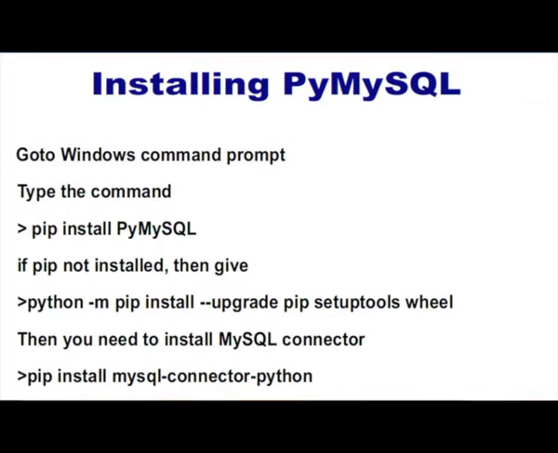For installation, you have to follow the procedure. Go to Windows command prompt, type the command pip install PyMySQL. If pip is not installed, then give python -m pip install --upgrade pip setuptools wheel. Then you need to install MySQL connector. This is done with the help of the command pip install mysql-connector-python.